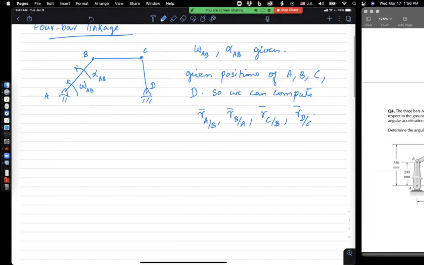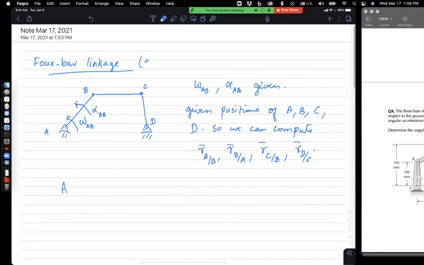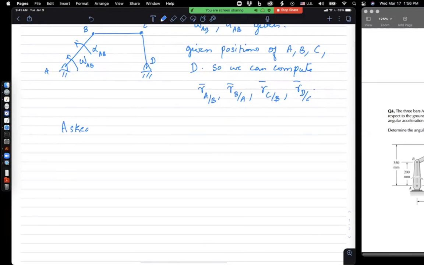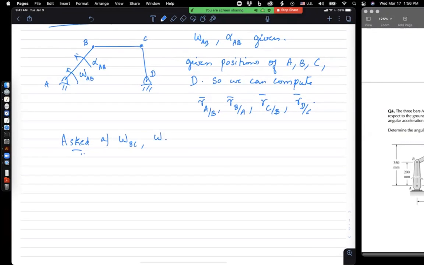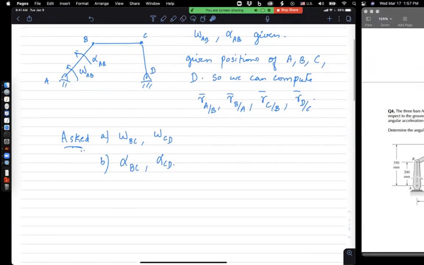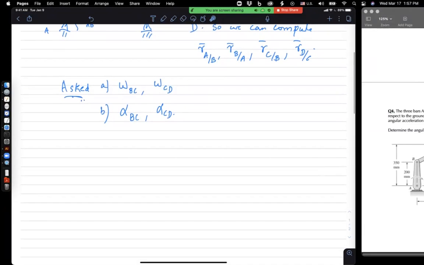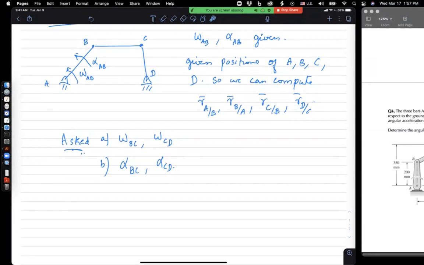And then in this particular problem, e.g. Q4 on homework 7, I think in part A you're asked things like omega BC, maybe omega CD, maybe one or both of them. And then in part B, you're asked alpha BC, alpha CD. If you find these, you can also find the velocity of this point, the velocity of this point, and so on. In general, if you find the angular velocities and angular accelerations of these 2 bars, everything else is relatively straightforward after that.